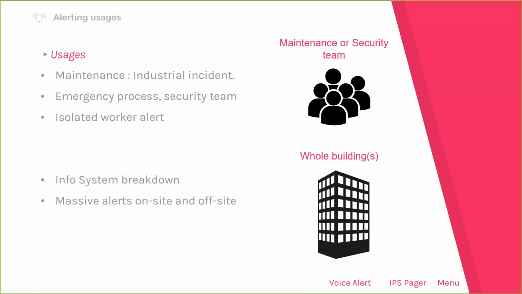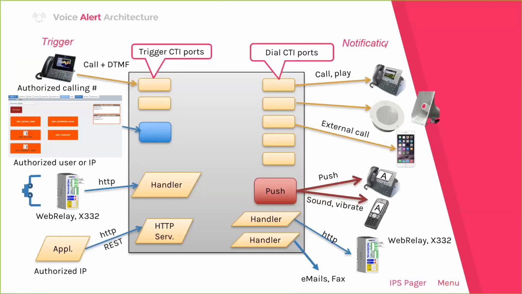Otherwise, you can also use the alerting system to notify, alert a large number of people, for example, the whole building. It can be, for example, IT breakdown information or something like that, or marketing information. Or it can be a massive alert to ask everybody to get out, or the opposite, stay inside the building. So different type of alert, and we have different solutions which use different technologies available on Cisco.